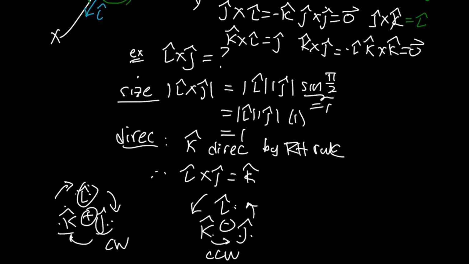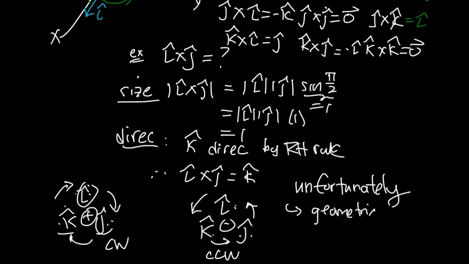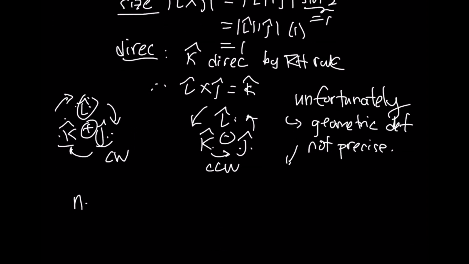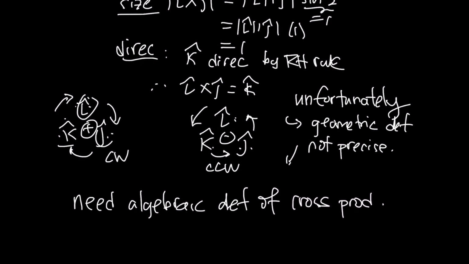Now, unfortunately, we are going to run out of mileage with the geometric definitions. The geometric definition is not precise. We are going to struggle to come up with useful properties and ways of working with the geometric definition. That means what we need to do is extend the geometric definition to an algebraic one. We need an algebraic definition of the cross product. The next video will walk us through how to come up with that algebraic definition.